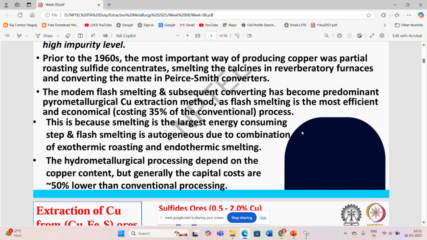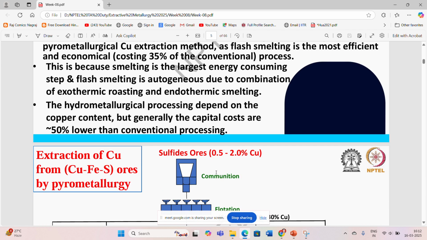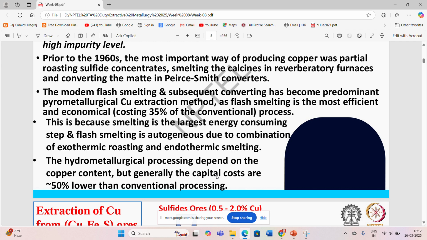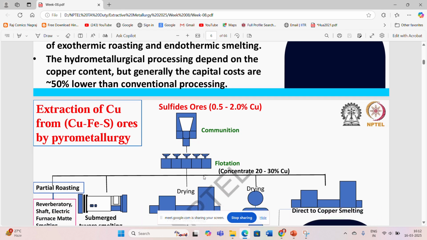Then the hydrometallurgical processing depends on the copper content, but generally the capital costs are 50% lower than conventional processing. Sometimes we also go with the hydrometallurgical process for the copper production. Like if the copper ore is having very lower grade, like 0.2 or 0.1%, or if it is in the form of the oxide ore, then we generally go for the hydrometallurgical copper operations.